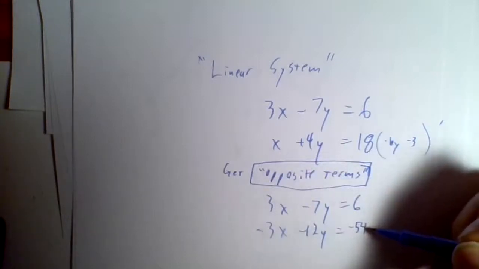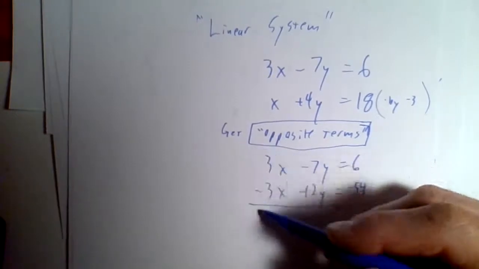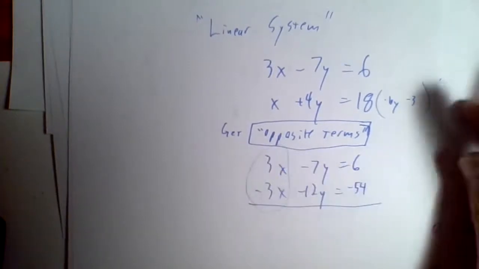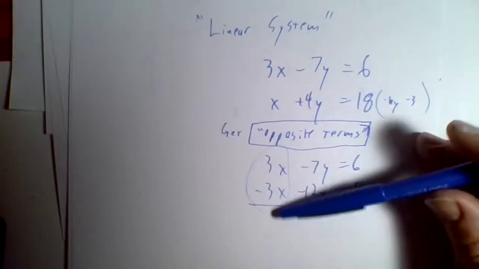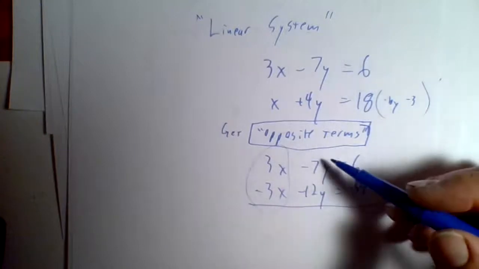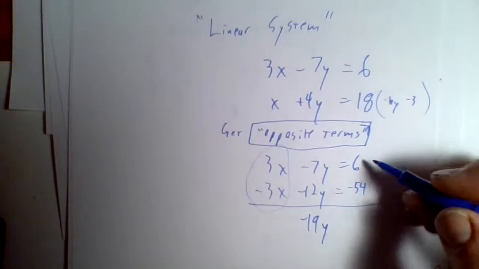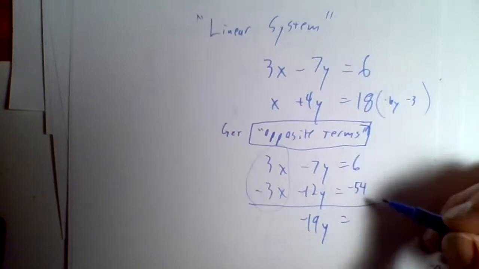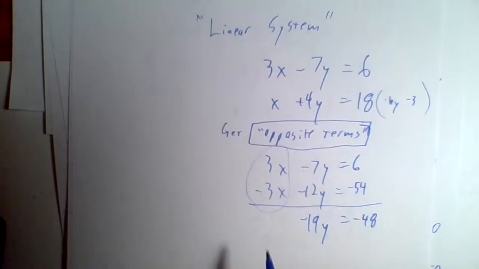This is the same line. It's just written differently now. And I managed to write it in a way that I got opposite terms, opposite numbers on the x terms. So when I add that, that's going to be gone. 3x plus negative 3x is 0. That doesn't do anything for me. Negative 7y plus negative 12y is negative 19y. And negative 54 plus 6 is negative 48. That does a lot for me because the x is gone.